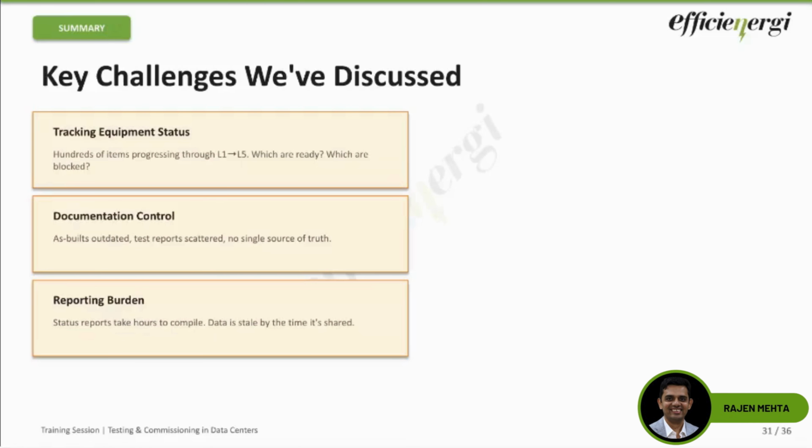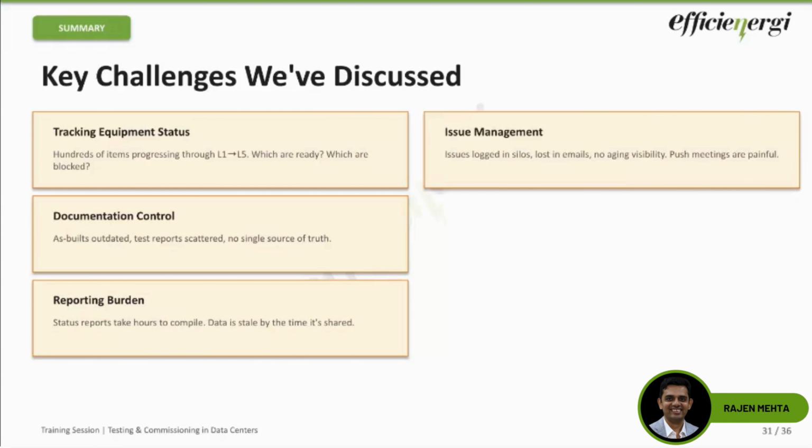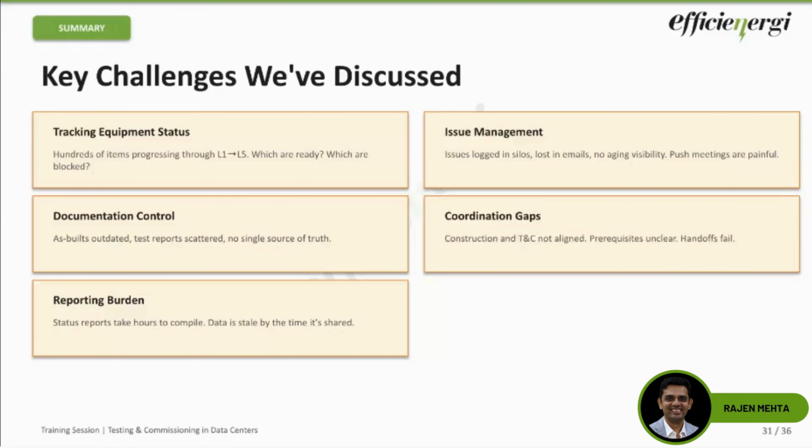Reporting burden. Status reports or testing reports take a lot of time to come. By the time the report is done, the data is already stale, right? Leadership doesn't have real-time visibility. Then we're talking about issue management. Issues are logged in different systems. Construction has its own list. TNC has their own list. No shared visibility. Push meetings become data reconciliation exercises.